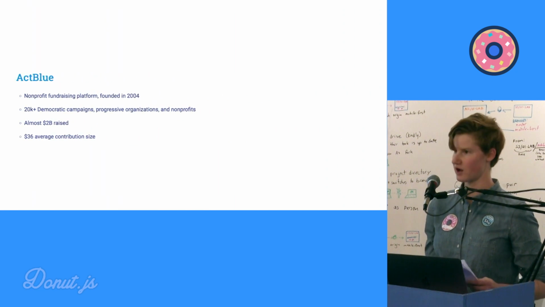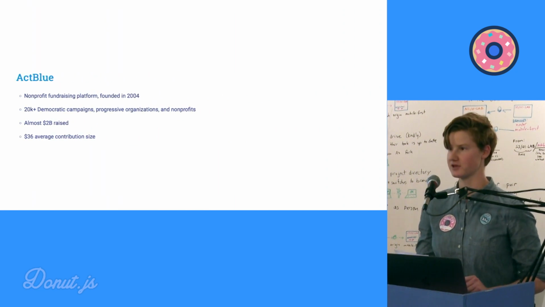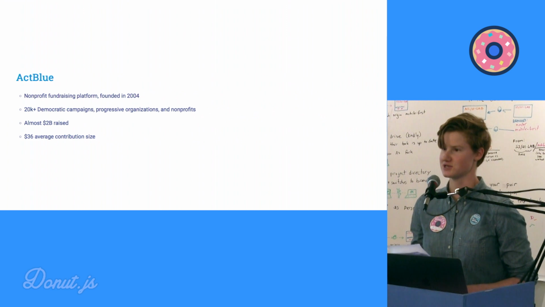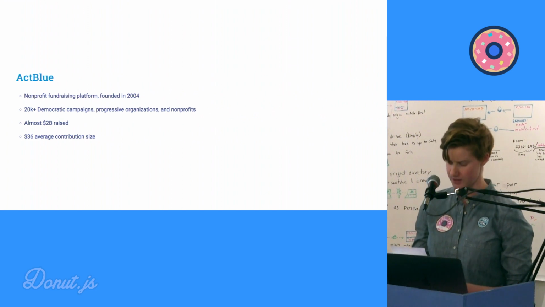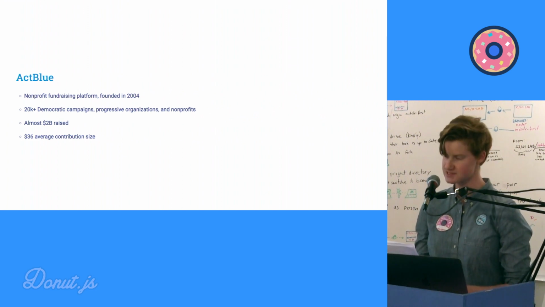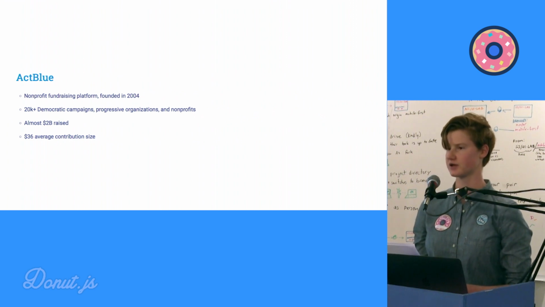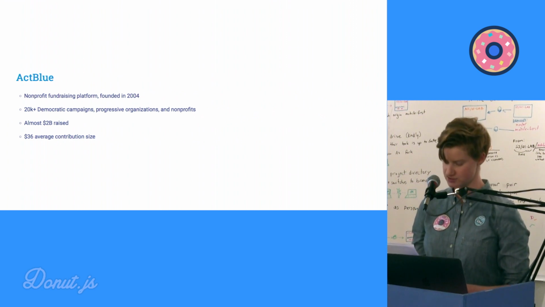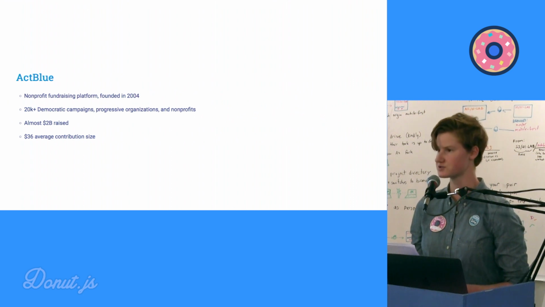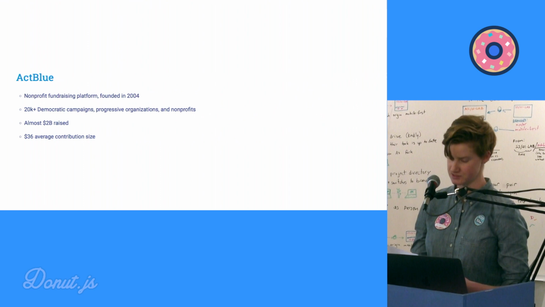So it seems kind of obvious, but you can't really visualize anything without data, as we just saw. And I'm fortunate enough to work at a place that has some pretty darn interesting data. So for some context, it's been around since 2004, and since then more than 20,000 Democratic campaigns, progressive organizations, and nonprofits have raised close to $2 billion with an average contribution size of just $36.